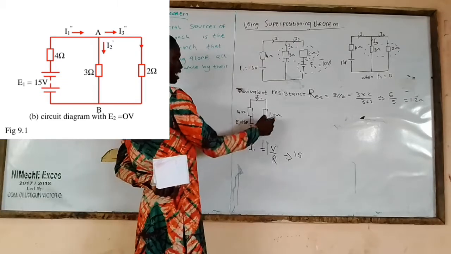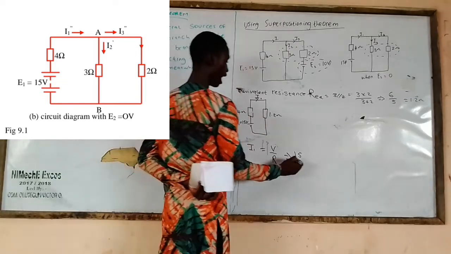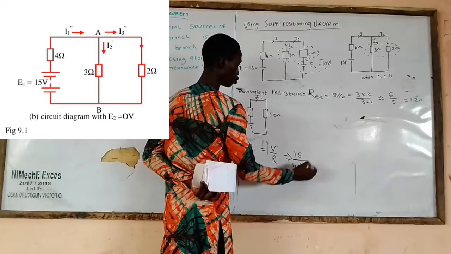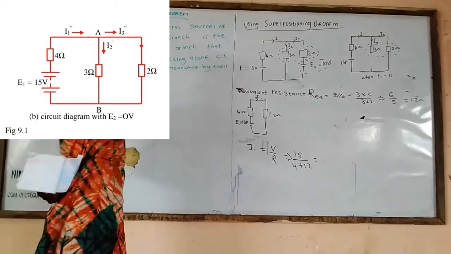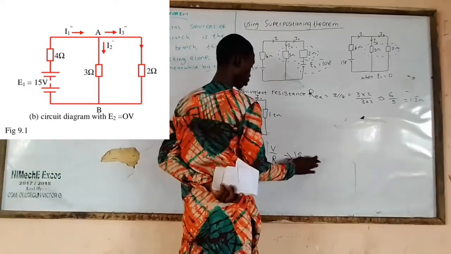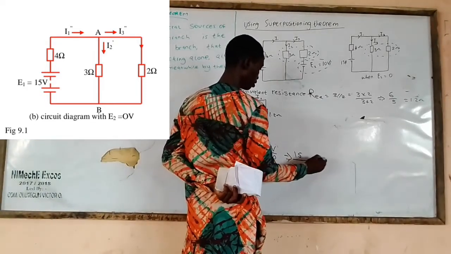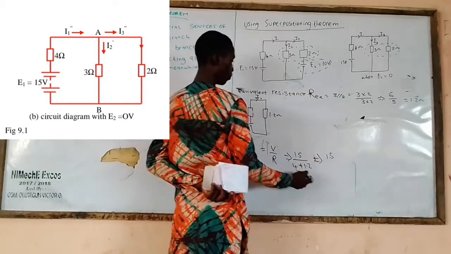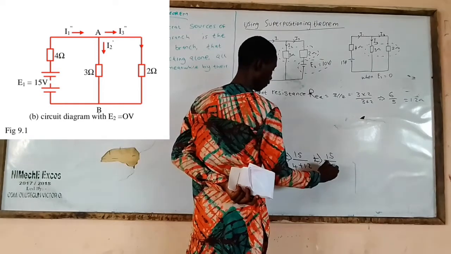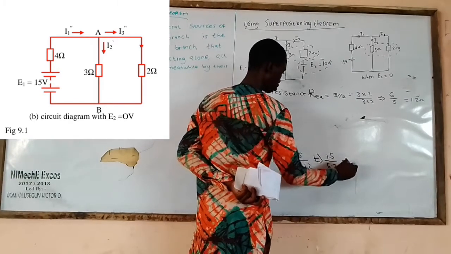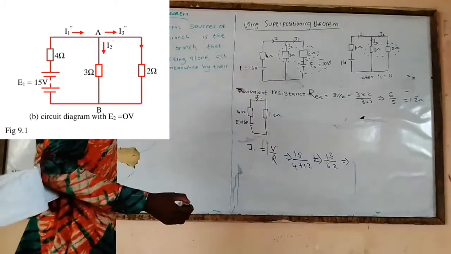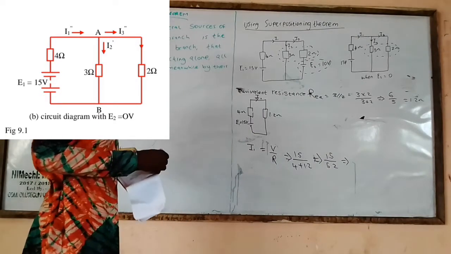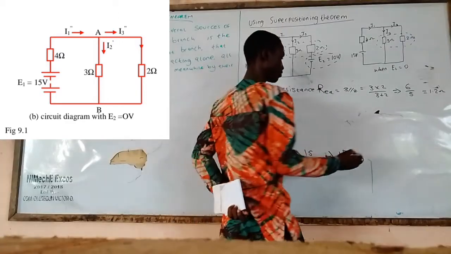What about the series resistance now? I'm just going to add them together: 4 plus 1.2. So 15 stays 15, and 4 plus 1.2 gives us 5.2. So 15 divided by 5.2 gives us what? Approximately 2.885.